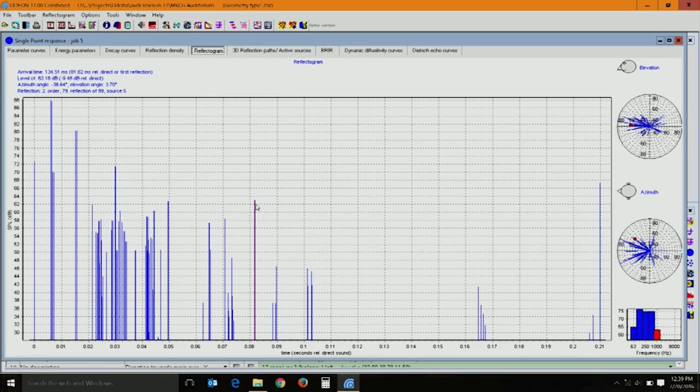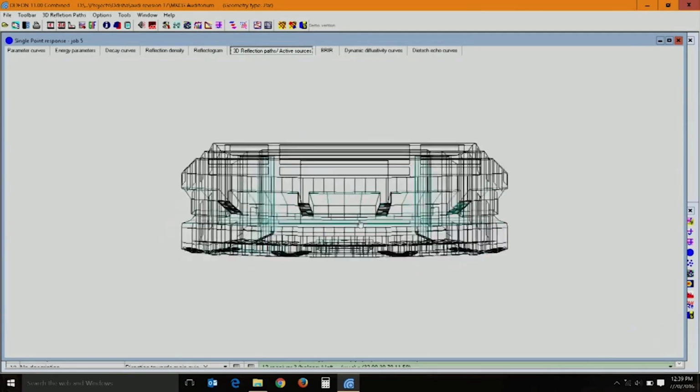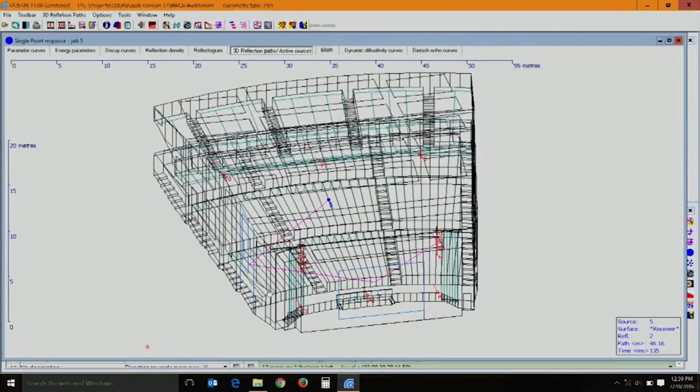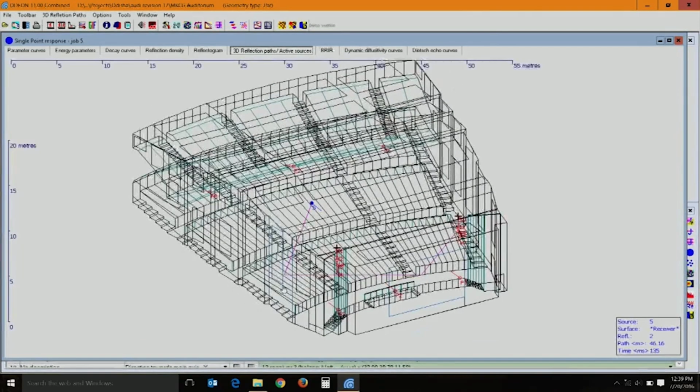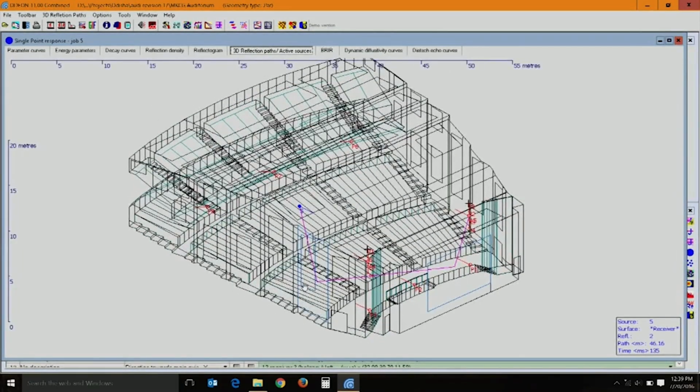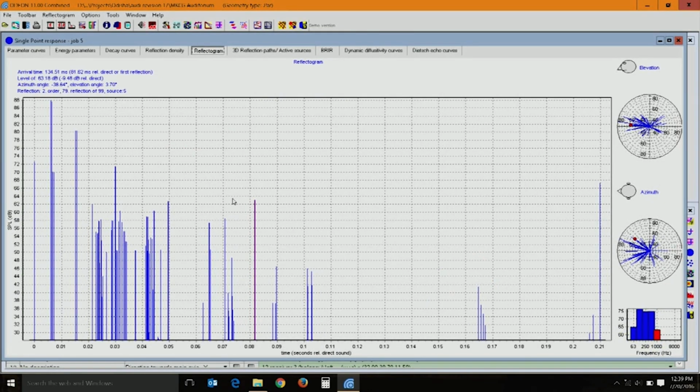If I have to avoid this particular reflection, then I will have to treat either the rear wall of the stage or this particular side wall. If you take a close look, we have put certain absorbing panels, but if you have to address this particular receiver, the treatment has to happen here or here, so that this particular ray can be cut off. Likewise, you can take a few specific sampling points and start working it out.